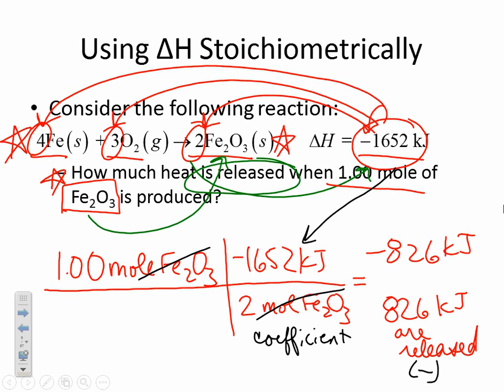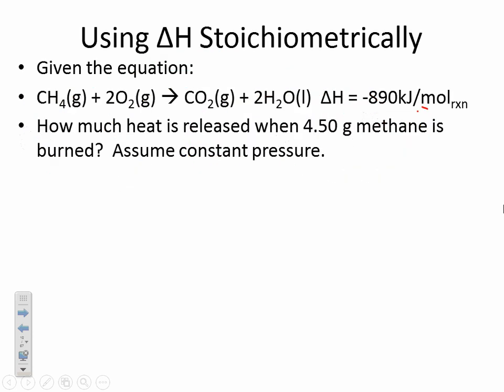So that's it. That's how we use delta H stoichiometrically. That is the big point, that enthalpy values are directly linked to the coefficients of a chemical equation, because enthalpy values are for how much heat is released every time the reaction occurs once, as written. So we can use that, and we're a little more likely to use it with a question like this. Given the equation, the combustion reaction for methane, and then we have a delta H value, minus 890 kilojoules per mole of reaction.